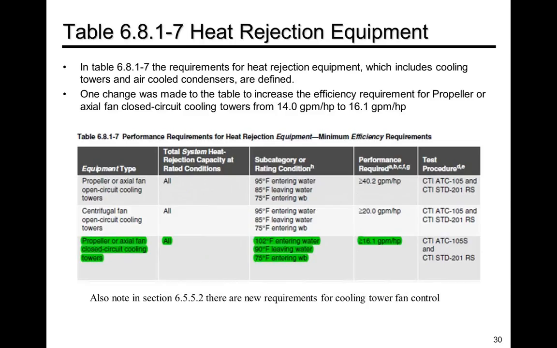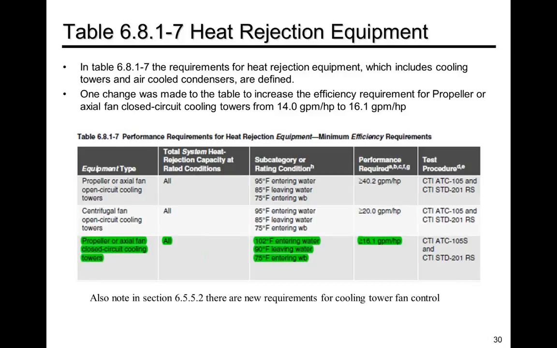So table 6.8.1-7, that's heat rejection equipment. One minor change to this table for propeller and axial fan closed circuit cooling towers, used a lot on water source heat pumps and things like that. We've increased the efficiency level from 14 GPM per horsepower to 16.1. So you can kind of see that in the table.